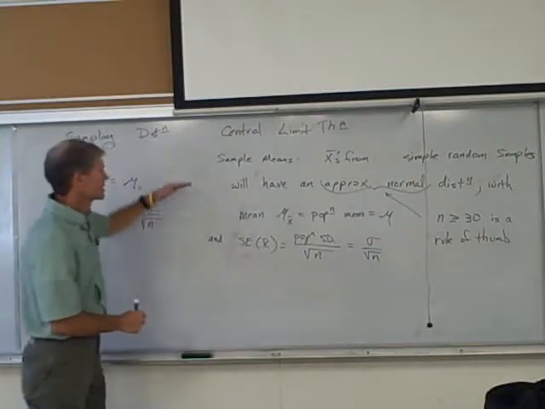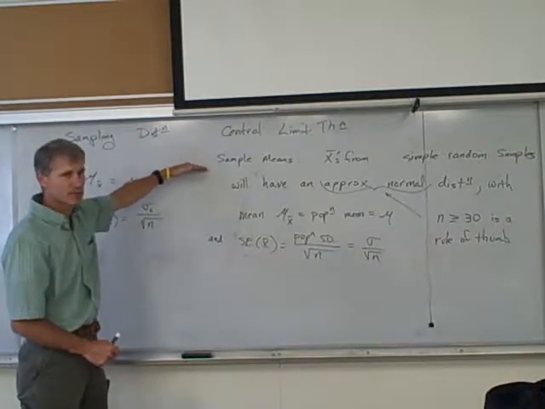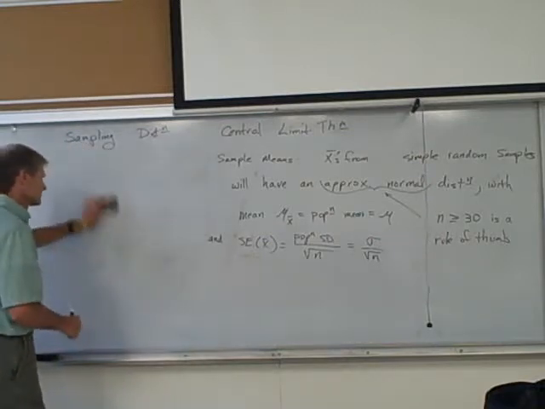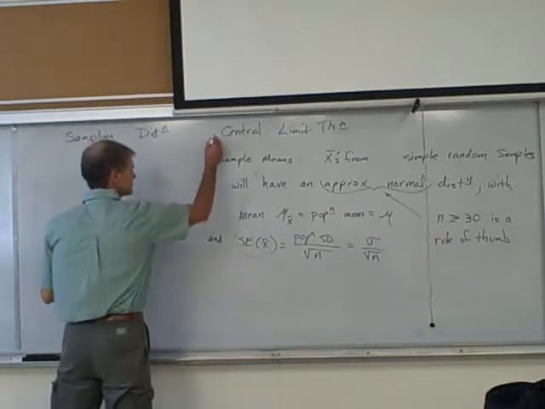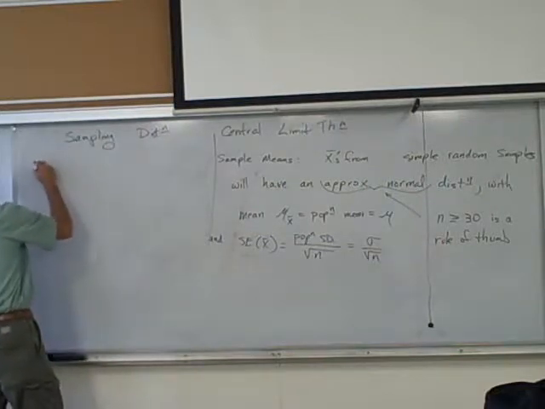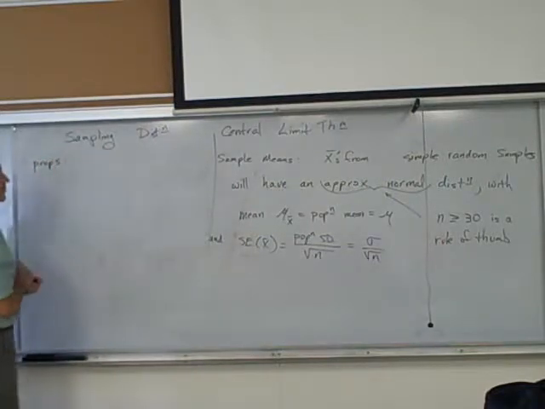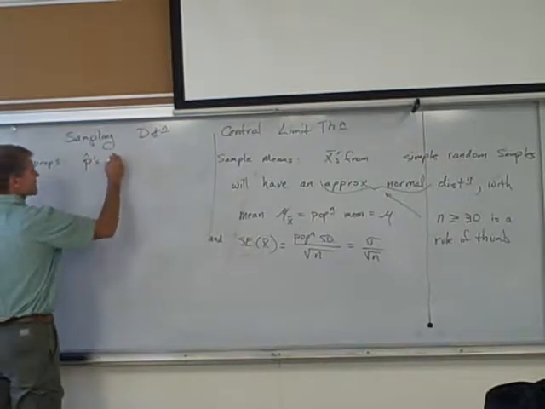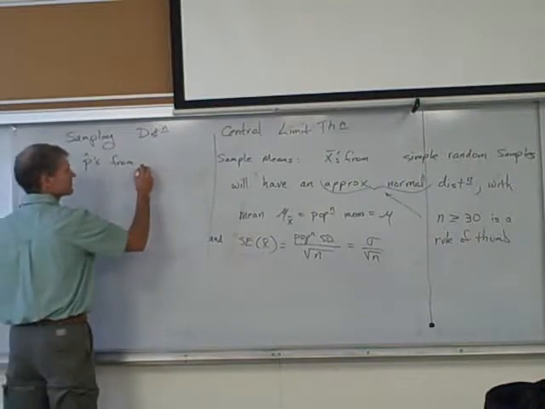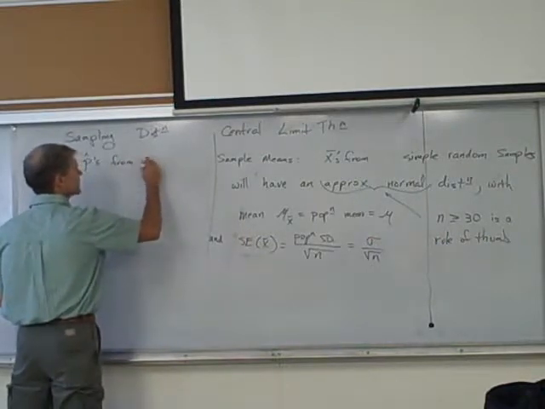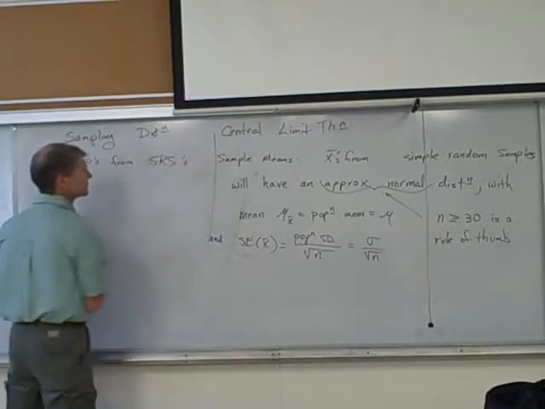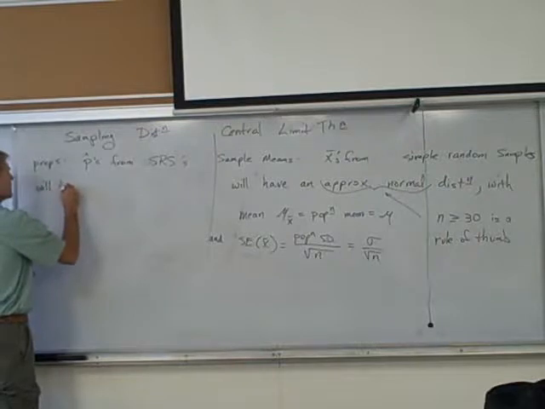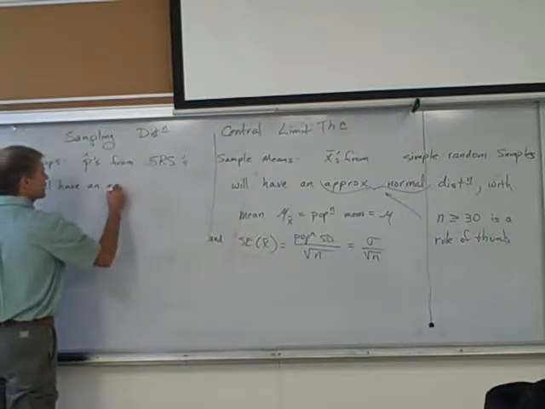So what I want to do now is give the central limit theorem for sample proportions. It looks almost identical to this, but you just make the appropriate changes. So for proportions, p hats from simple random samples, I'm going to call those SRSs, we'll have an approximately normal distribution.